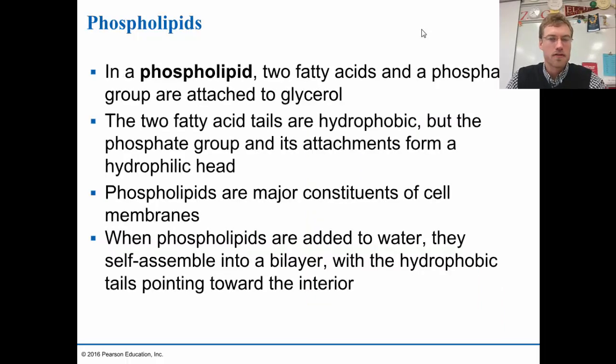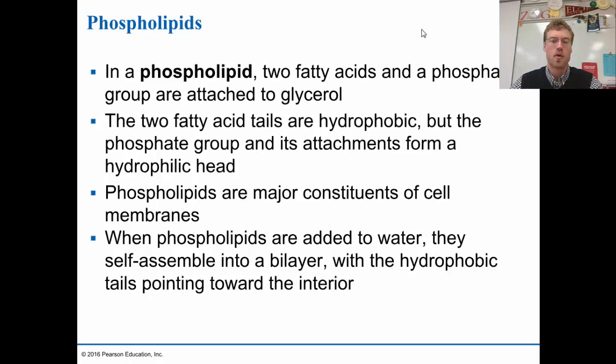Another type of lipid is a phospholipid. This is two fatty acids and a phosphate group that are attached to a glycerol. The fatty acid tails are hydrophobic, but the phosphate group, right, we looked at that in the last video, has those negative charges, and so it is very hydrophilic. It is good to be around water. It wants to be around water. And phospholipids are the major components of cell membranes because of this property.